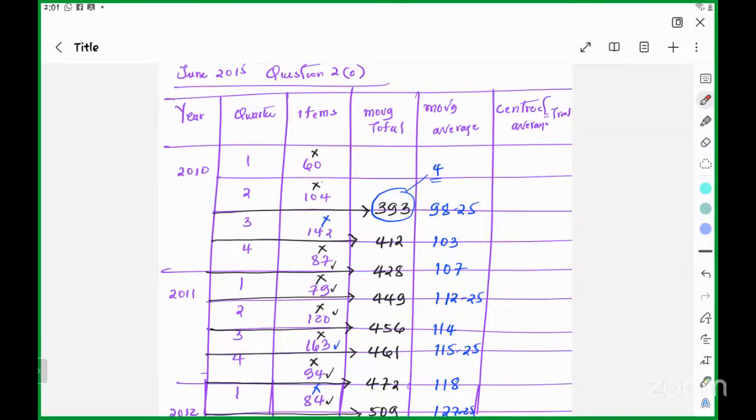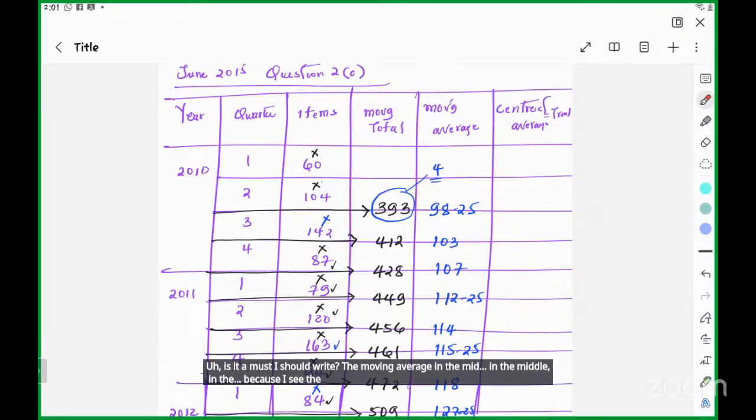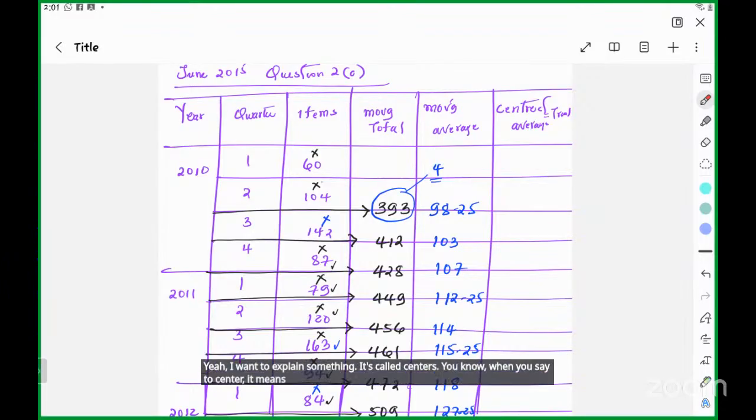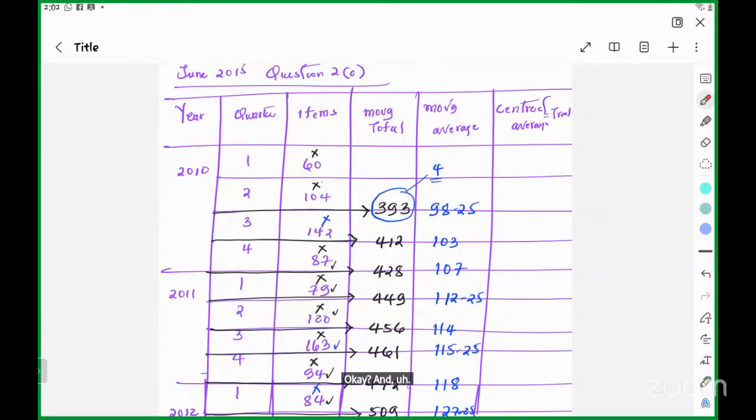Is it a must I should write the moving average in the middle, because I see the answers you've written the digits in between, in the middle of the line. I want to explain something called centered. When you say to center, it means you fit the value to a period it relates to. Okay?